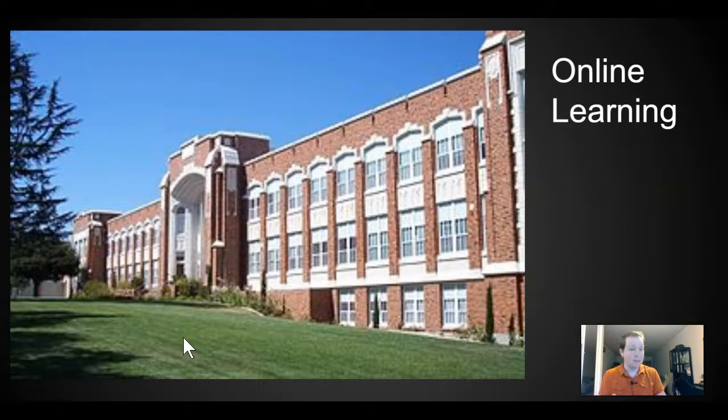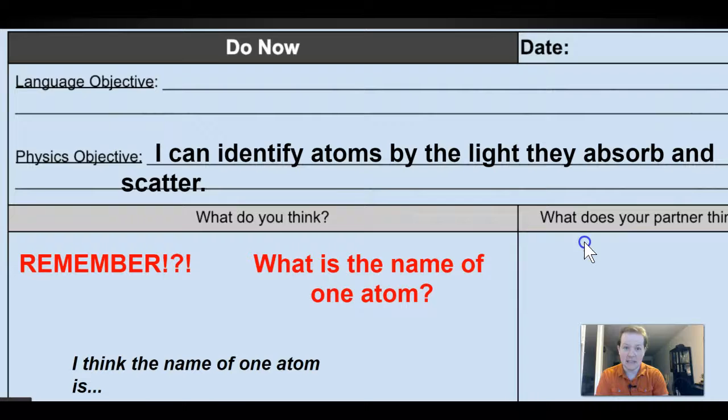Okay, so this is an important video. We're wrapping everything up, and this will help with your final activity. Okay, let's get into our do now. Our physics objective says, I can identify atoms by the light they absorb and scatter.